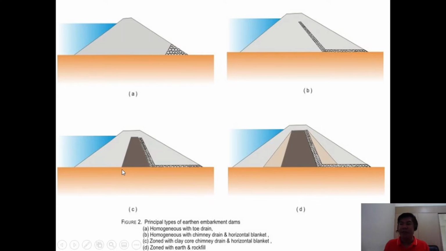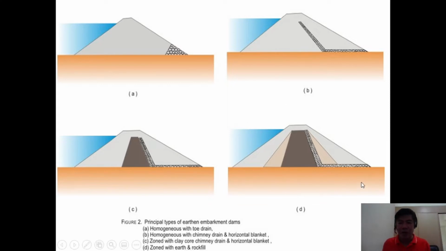So it is of different materials. Of course, it has an effect in terms of its slope stability and seepage. When we talk about permeability, it is better to have different types of materials in the whole structure, but of course it will incur additional cost. That's why you have to consider that also.